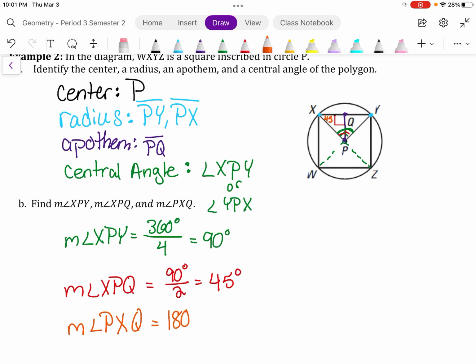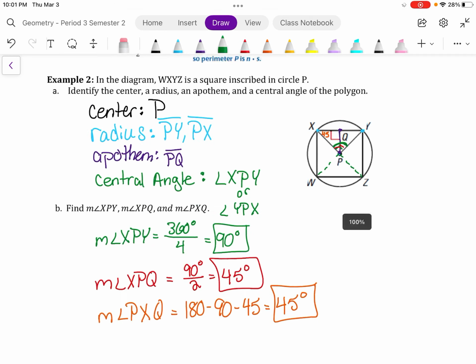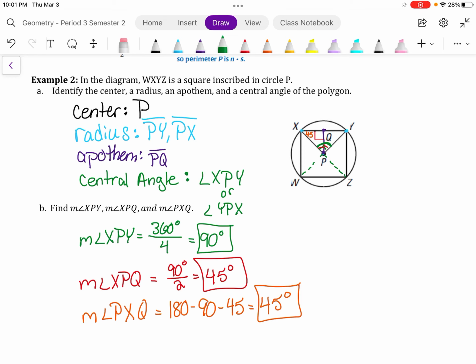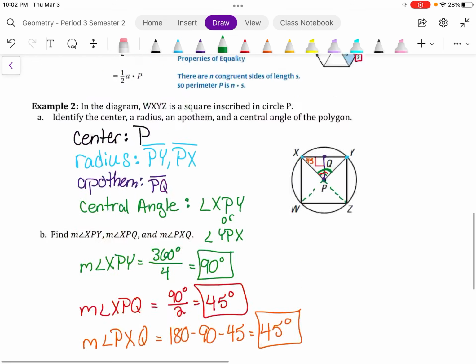And we know that one of the angles is equal to 90, so we would do 180 minus 90. And then we would subtract the 45 because we already found that. And that would leave us with a second 45-degree angle in our shape. So it is important that you know how to find these different angle measurements.